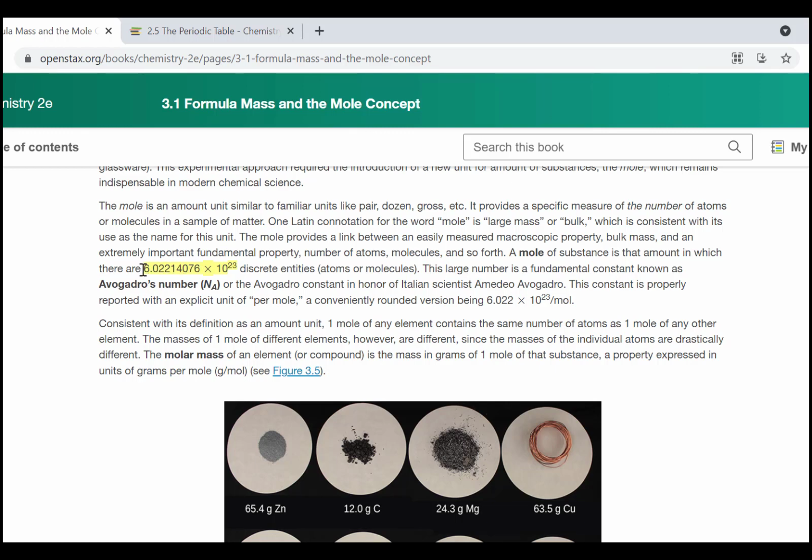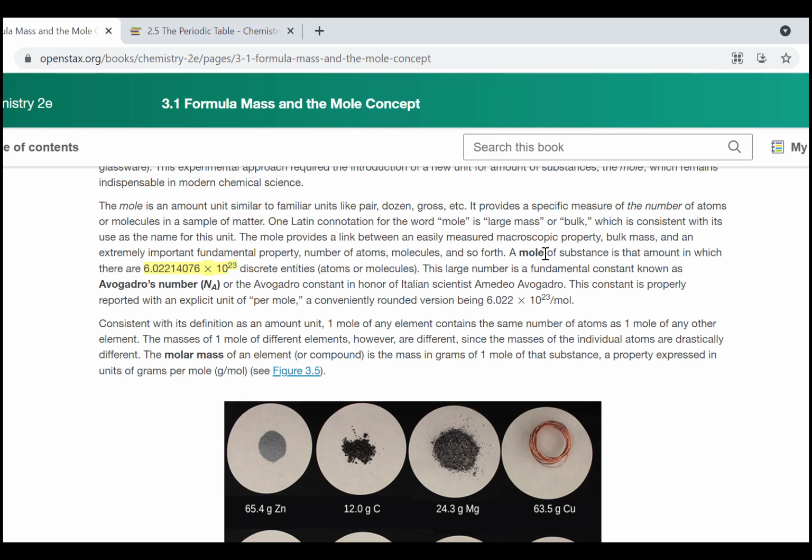More important, though, I should say, than these numbers is this one. Okay, so make sure you're getting the 10 to the 23rd part right, because if you get that part wrong, you'll be off by a lot. So 6.022 times 10 to the 23rd is the number that we're talking about here.